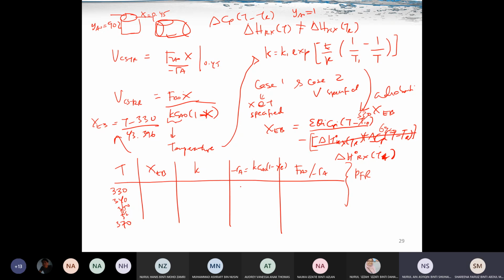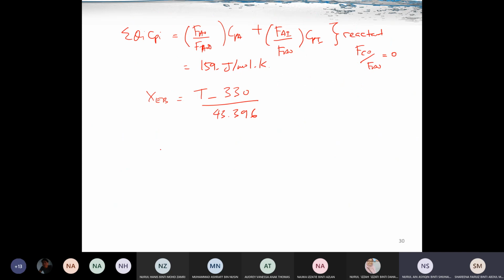Alright. So from there, just substitute back. For the CSTR, just use VCSTR equals FA0 over negative RA times X here. So X here is 0.4, replace this with 0.45. For RA here, look at what the XE is. For this one, you just replace it with KCA0 times (1 minus X).